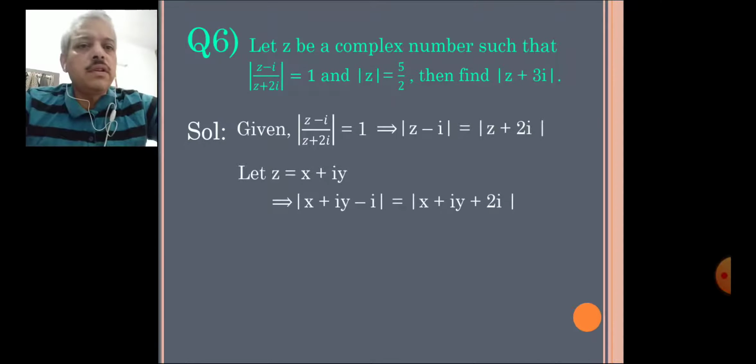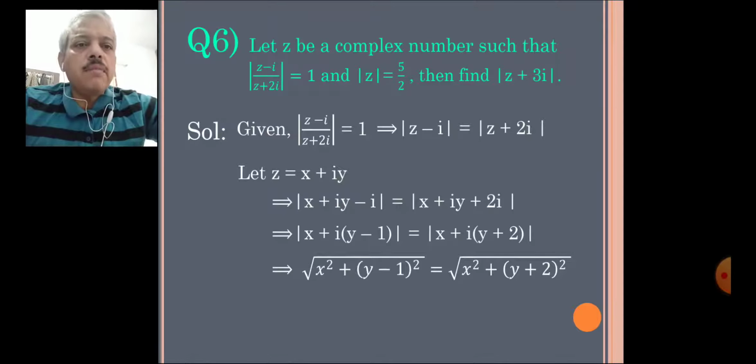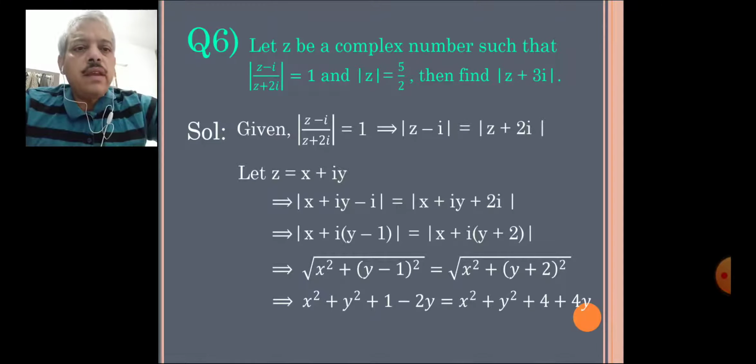Then it will be |x + iy − i| = |x + iy + 2i|. We know modulus is the square root of the real part squared plus the imaginary part squared. Here the real part is x and the imaginary part is y − 1. So it will be the square root of x² + (y − 1)², and on the right hand side it will be x² + (y + 2)². Squaring and simplifying, we will get y = −1/2.